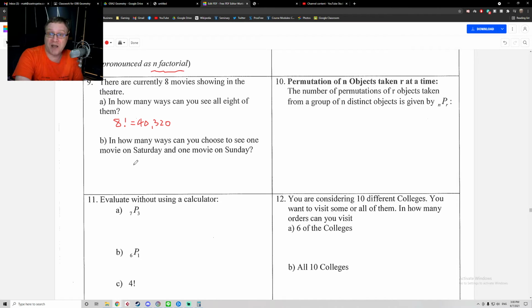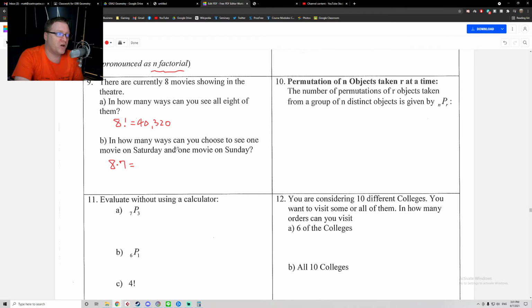Well, on Saturday, how many different movies can we watch? Well, there are 8, so we could watch 8. All right. Then I'm going to assume that we're not going to watch the same movie again, right? So how many different ways can we watch a movie on Sunday now? Well, we already watched one movie, so there are 7 movies left. So the answer is 7.